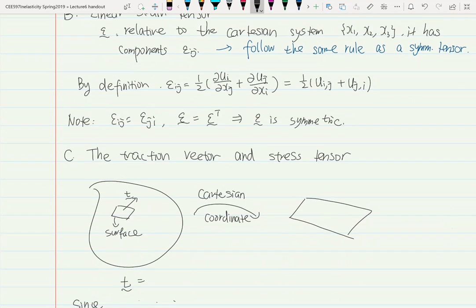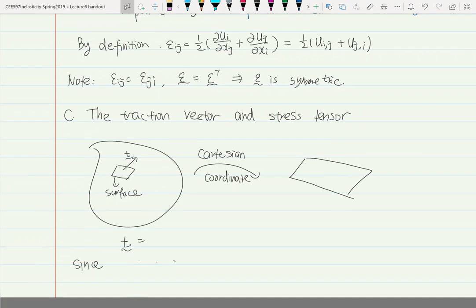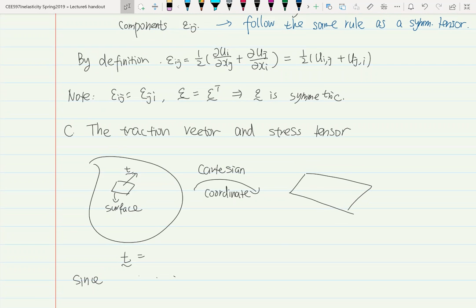Okay, the third important thing inside of elasticity is the traction vector and the stress tensor. We first define what the traction vector is. A traction vector is some traction applied to a certain surface of this body. If you have a body in 3D, the boundary would be a surface, because the boundary of a 3D body is 2D. In the Cartesian coordinates, for this small surface where the traction is acting, it can be represented as the composition of the three different coordinates acting together.